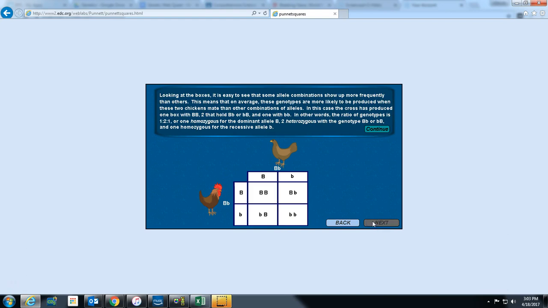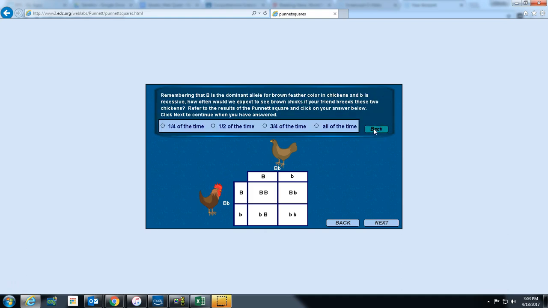So looking at the boxes, it's easy to see that some allele combinations show up more frequently than others. This means that on average, these genotypes are more likely to be produced when these two chickens mate than other combinations of alleles. In this case, the cross has produced one box with capital B, capital B, two that hold capital B, little b or little b, big B, and one with little b, little b. In other words, the ratio of genotypes is 1 to 2 to 1, or 1 homozygous for the dominant allele, capital B, capital B, 2 heterozygous with the genotype capital B, little b, and 1 homozygous for the recessive allele, little b, little b.